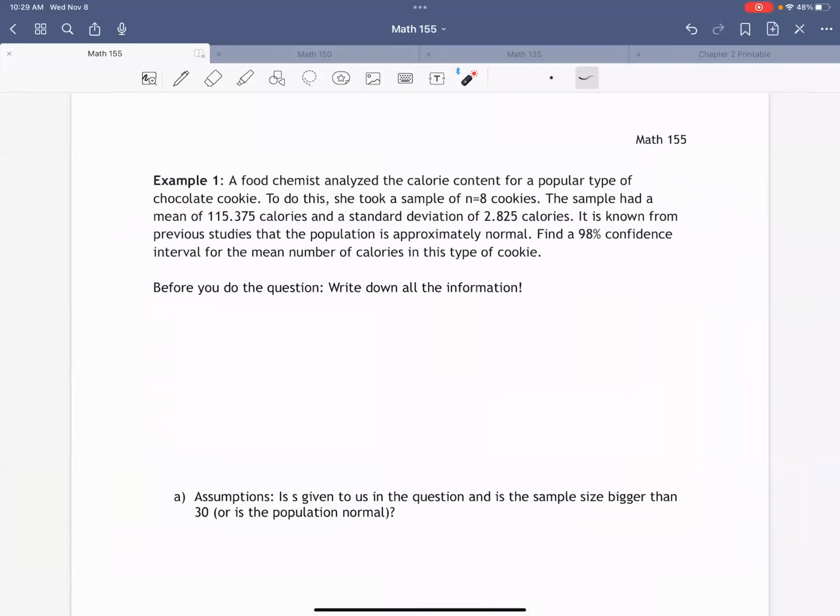Now, I'm actually going to go through and write down all my information below the question as I'm reading through it. I think it's a good practice to do that, because if you start doing the question without writing it down, then you start getting confused as to what numbers go for which spots, okay? So it looks like the sample had a mean of 115.375. Now, I think it's pretty obvious in the question that this is the sample mean, right? Because it's in the sentence, the sample had a mean. So I'm going to say this is X bar, 115.375, okay? And then it says, and a standard deviation of 2.825 calories.